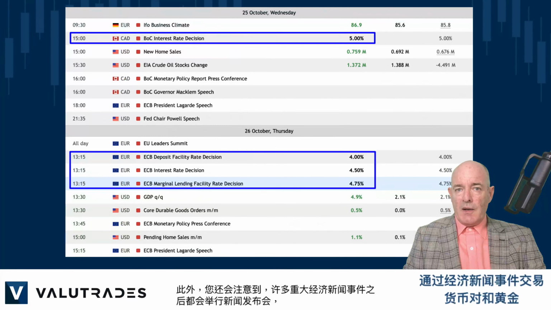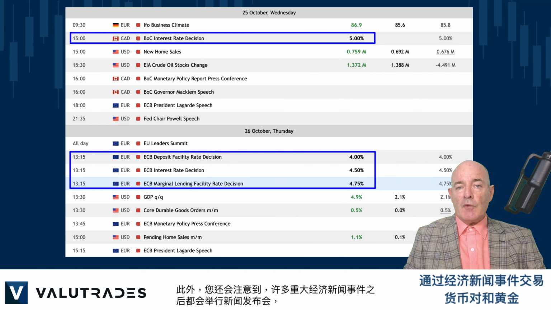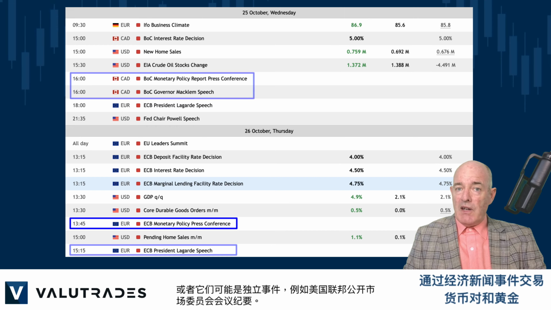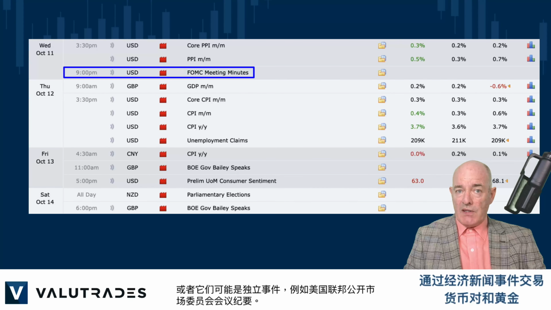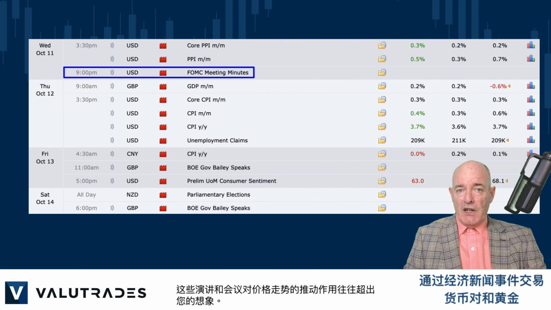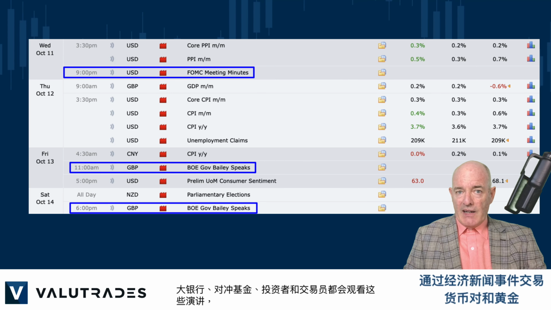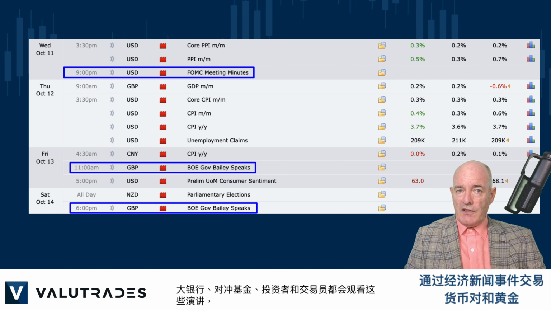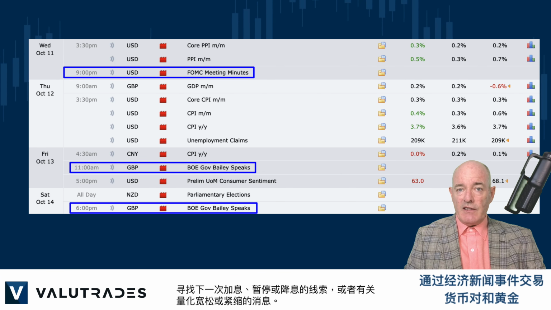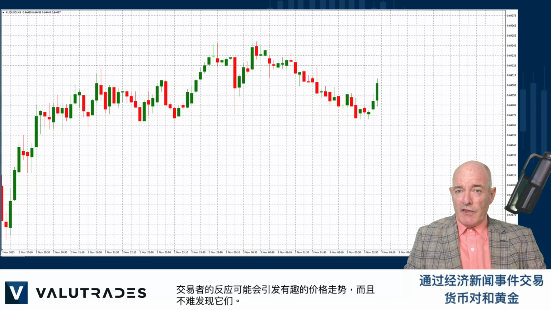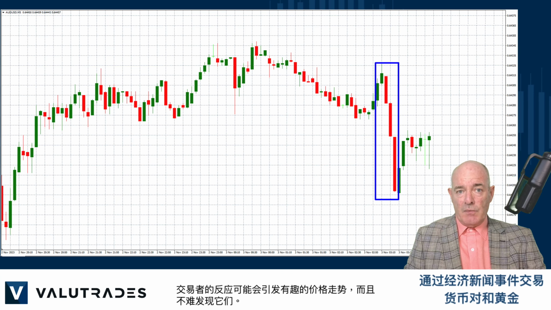Also, you will have noticed that many major economic news events are followed by press conferences, usually by central bank governors. Or they may be independent events like the American FOMC meeting minutes. These speeches and minutes can very often drive price action more than you think. Big banks, hedge funds, investors, and traders watch these speeches, listening for clues on the next interest rate rise, pause or cut, or news about quantitative easing or quantitative tightening. The reactions of traders can trigger interesting moves in price action, and it is not difficult to spot them.